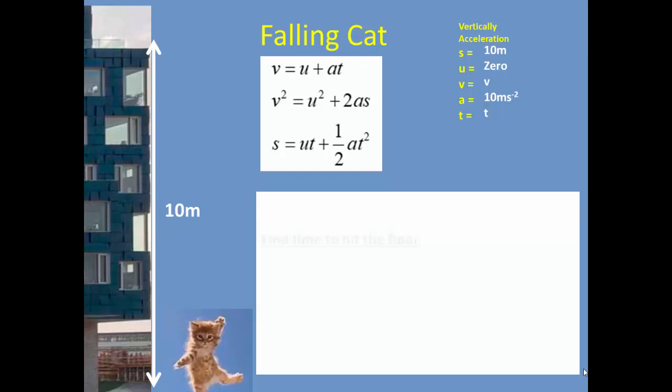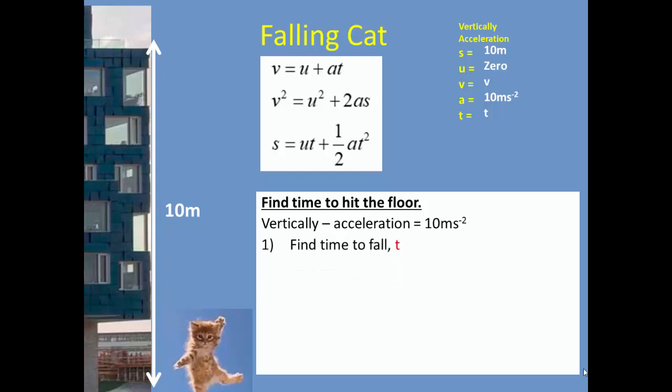So here comes the question. What is the time taken for the cat to hit the floor? So we know vertically the acceleration is 10 meters per second squared. And we need to find the t, which is the time for the cat to fall. Now, which equation do we need? Well, we look at these three equations. We don't know v and we don't know t. So we do not want an equation which has v in it, which is the first and the second. So we have to use the third equation. That has the t that we want to find out, and it has s and u, which we already know. So we use the third equation.